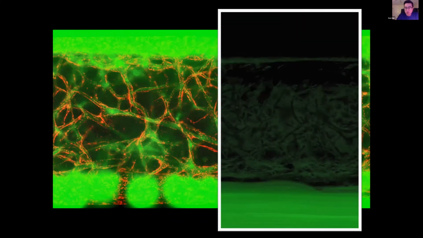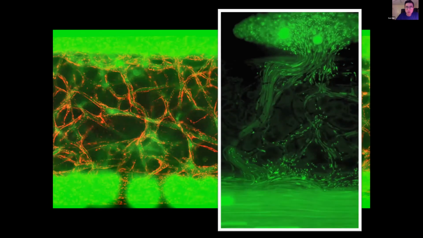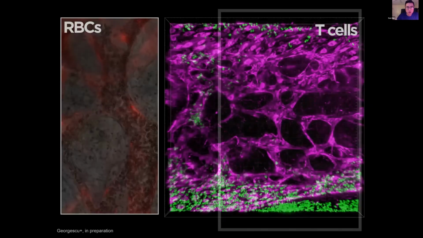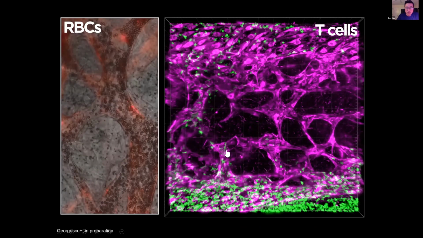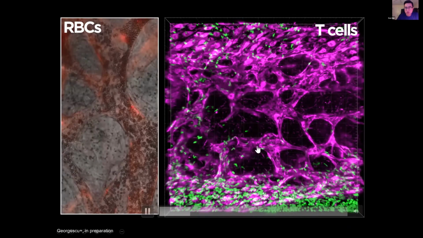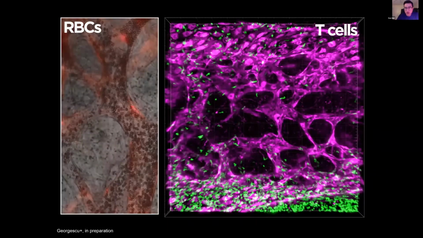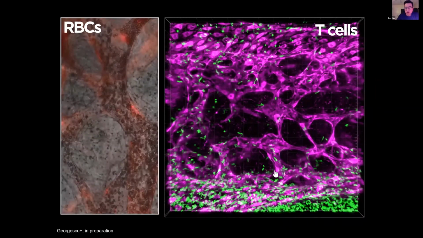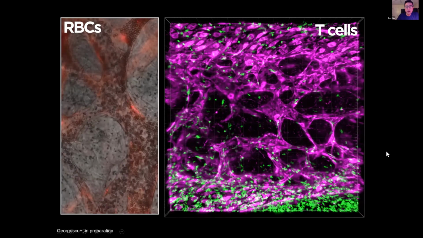I hope the movies are playing smoothly on your end. We can also flow blood cells. We can flow RBCs on the left. These are T cells migrating around TNF, tumor necrosis factor alpha. This is a pro-inflammatory cytokine, treated blood vessels, okay, to mimic inflamed blood vessels. Any questions about this platform so far?